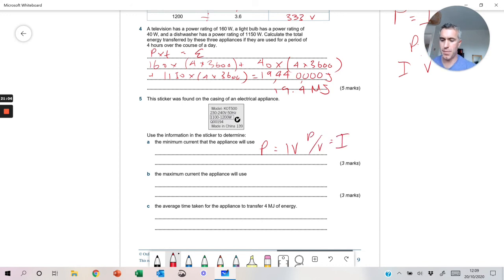So we need to do the current, the power divided by the voltage. What do we want? The minimum. So we do the smallest power divided by the biggest voltage, which gives us the smallest current, 4.58 amps. The maximum, we'll do it the other way around, 1200 divided by 230 equals 5.2 amps.